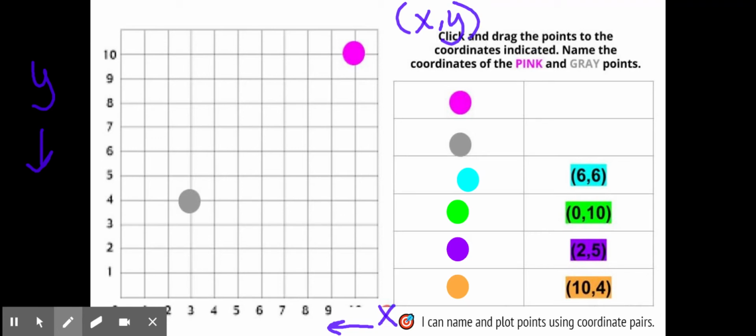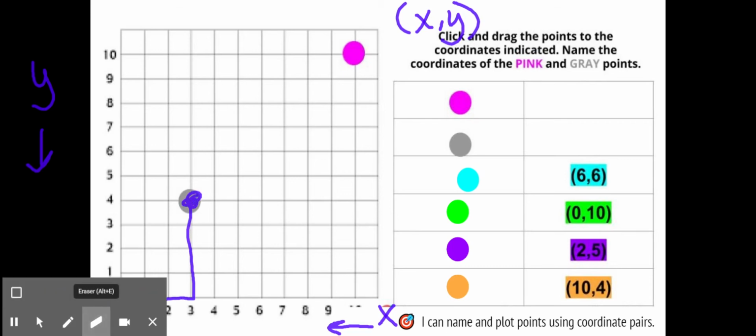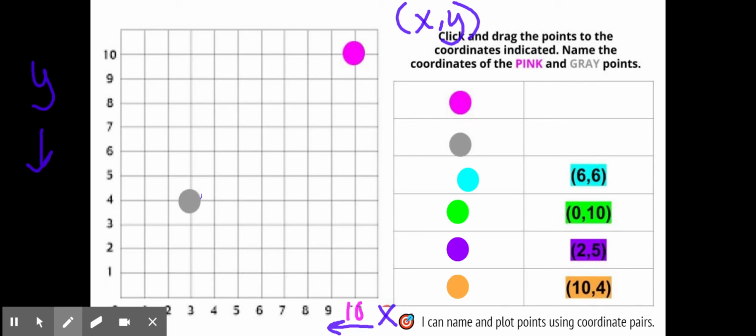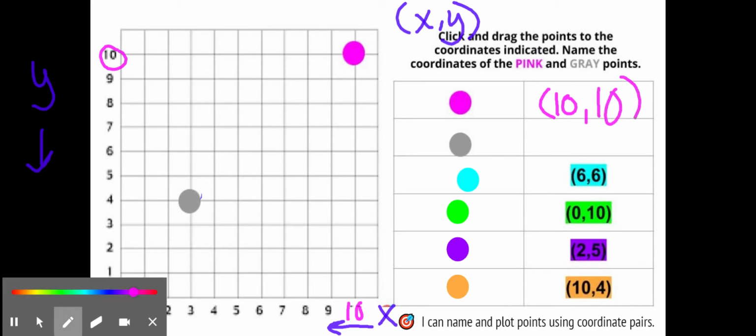Remember, we talked about how if Miss Moon was climbing a mountain, Miss Moon has to go to the mountain before she can climb up it. So if I was to go ahead and look at this point, let's try to name this pink point right here. So where is this pink point located? What is its x coordinate? Well, I see it's on right here, the 10 of the x. So this is at 10, and then where is it at the y? It's at 10 as well. So that point is 10, 10.